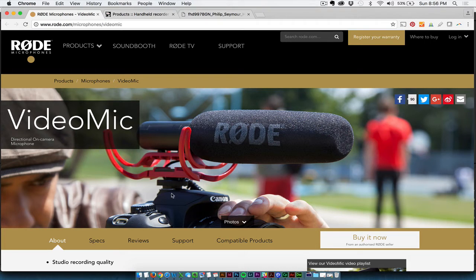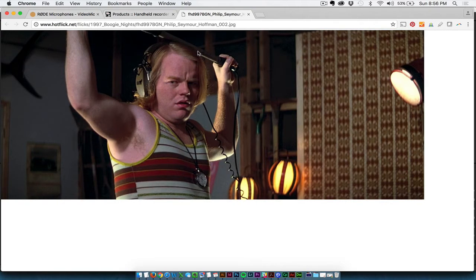Instead of attaching it directly to my camera hot shoe, I attached it to a boom stick, okay? Something similar to what Scotty has here. This cord here is a long cord that goes all the way to the end and connects to the mic. And then at the other end, in my case, I attached it to a recorder.